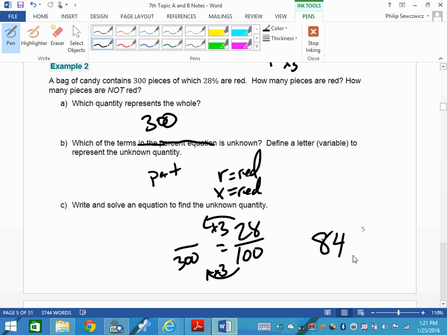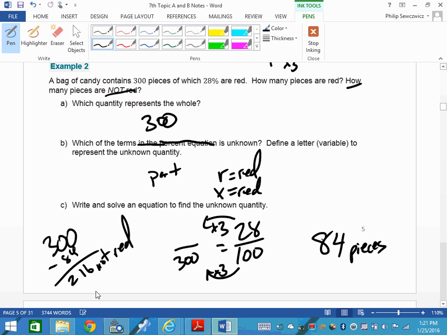So let's hear how many pieces were red. 84 pieces. Now, we go back to the original question. They also want to know how many pieces are not red. So if we had 300 pieces, we've used up 84 of them. 216 are not red. My goodness, I'm writing on an angle there, aren't I? So there are our two answers. And again, they do add up to give us 300. So I do have confidence with that particular amount that we have there.